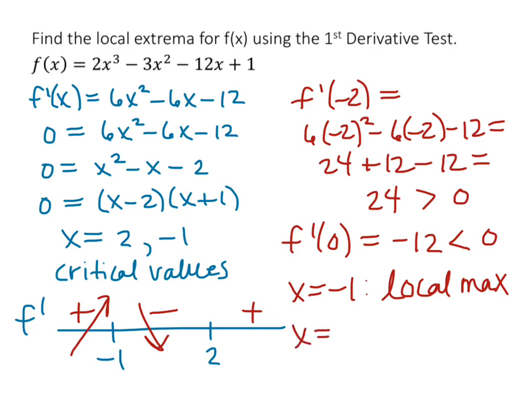Similarly, at the location of the x value of 2, to the left, the derivative is negative, and then it turns to positive. The function would go from decreasing to increasing. Then that x value is the location of a local minimum. And that's how we interpret the first derivative test. Let's take a look at the graph and see if we can verify these results.